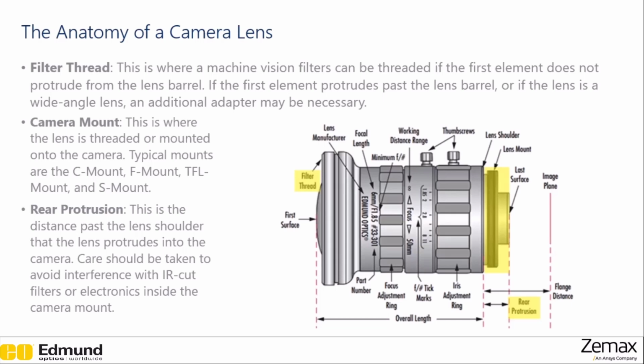Then the rear protrusion is the distance past the lens shoulder that the lens protrudes into the camera. So if we look here, this is our rear protrusion. All of this highlighted in yellow here is going to be sticking into the camera. You should take care that this part that's sticking into the camera doesn't interfere with any extra filters or electronics inside the camera mount.